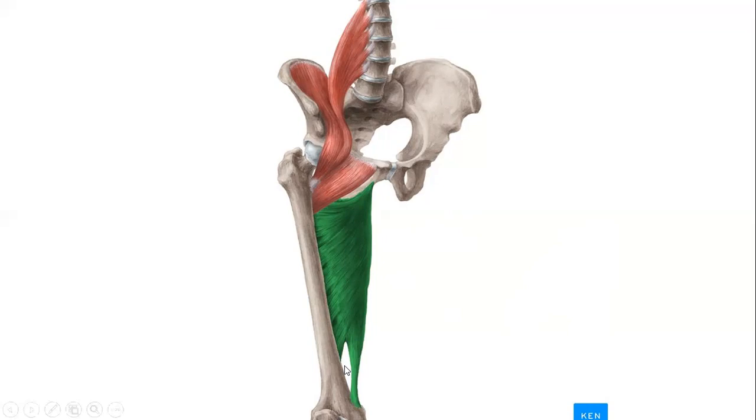It's an opening through which neurovasculature exits or enters the posterior compartment and or runs between the anterior and posterior compartments, especially over the popliteal fossa, back of the knee.